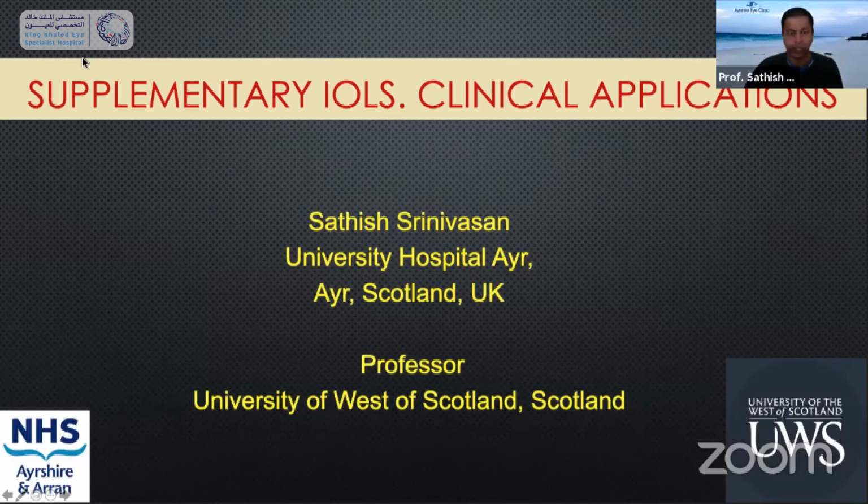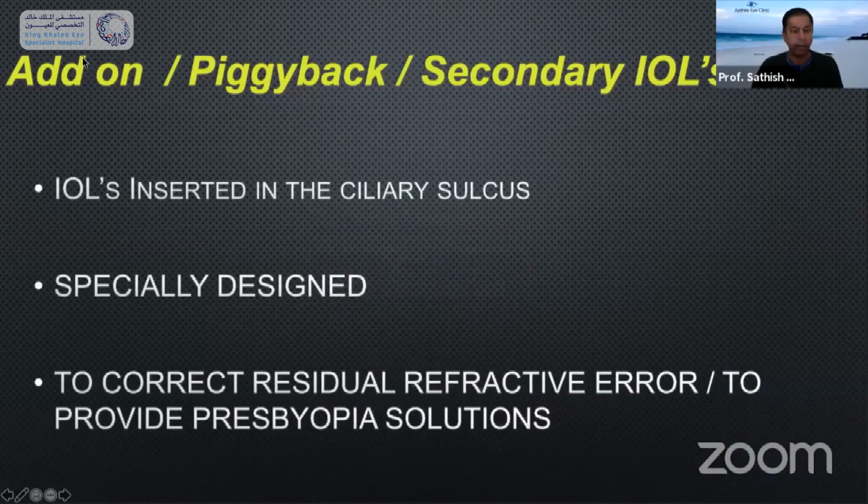I'm going to be speaking about supplementary intraocular lenses and its clinical applications. The supplementary lenses go by different names. They can be called piggyback lenses or secondary intraocular lenses or add-on lenses. These are lenses which are typically designed to be inserted in the ciliary sulcus, which means they have to be specially designed. We'll talk about that a little bit later.